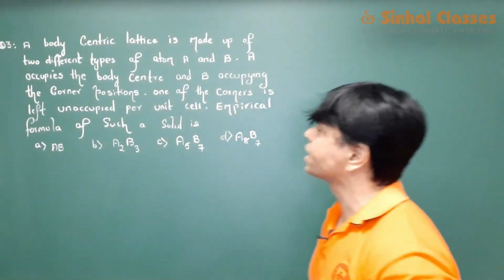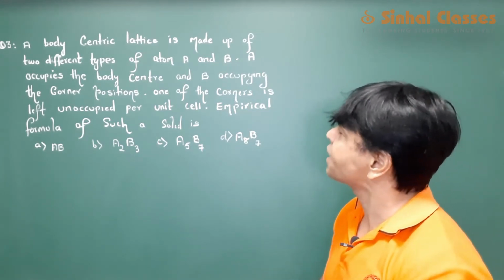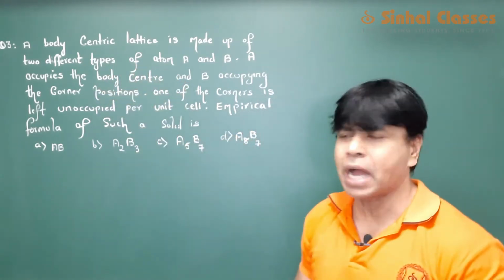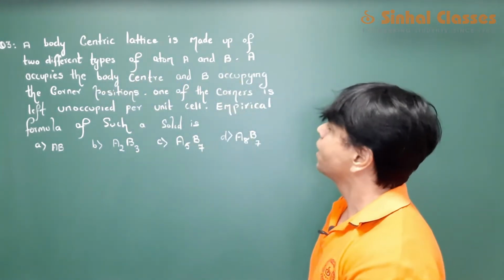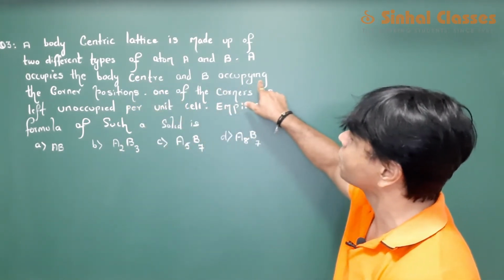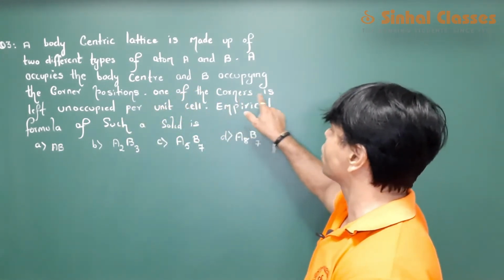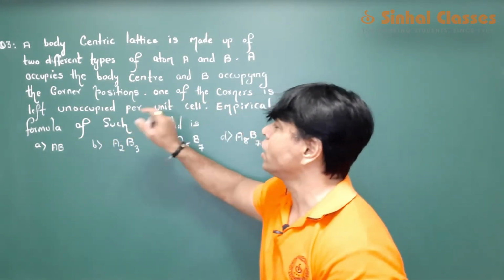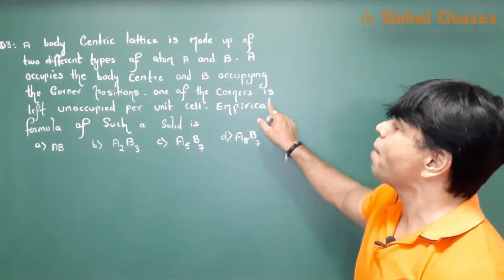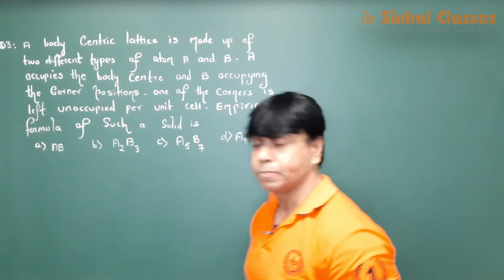Now student, have a look at this question. It says a body-centric lattice is made up of two different types of atom, A and B. A occupies the body center and B occupying the corner positions. One of the corners is left unoccupied per unit cell. The empirical formula of such a solid is, okay.